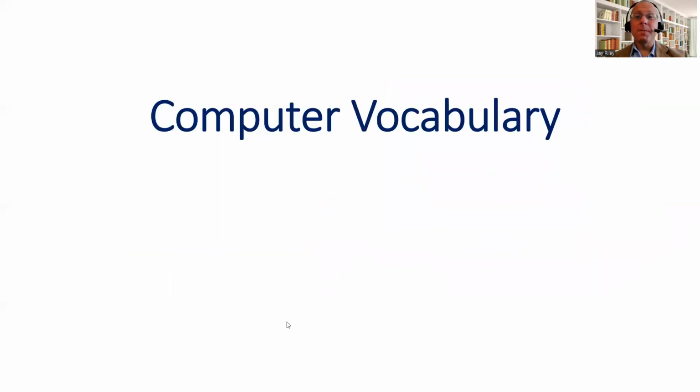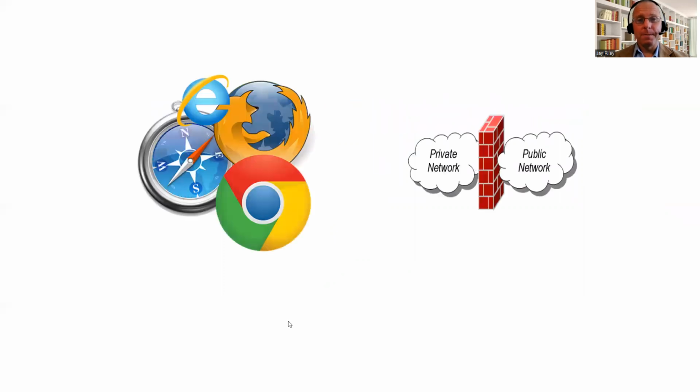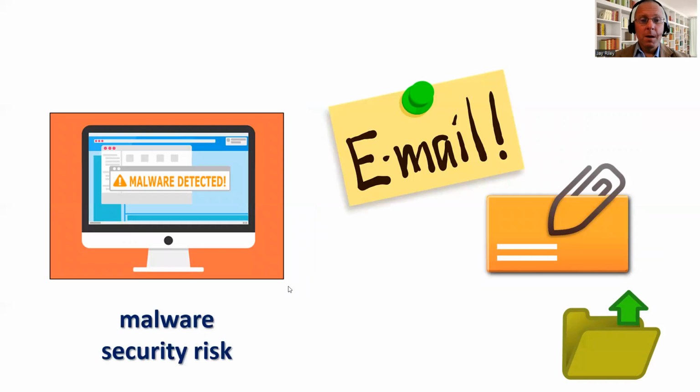So now let's learn some computer vocabulary words. Web browsers are things like Google Chrome or Internet Explorer. A firewall helps to protect your computer. Malware is a type of security risk that can damage your computer. And an attachment is something we send over email. If we want to send a document as an attachment, we need to upload it.